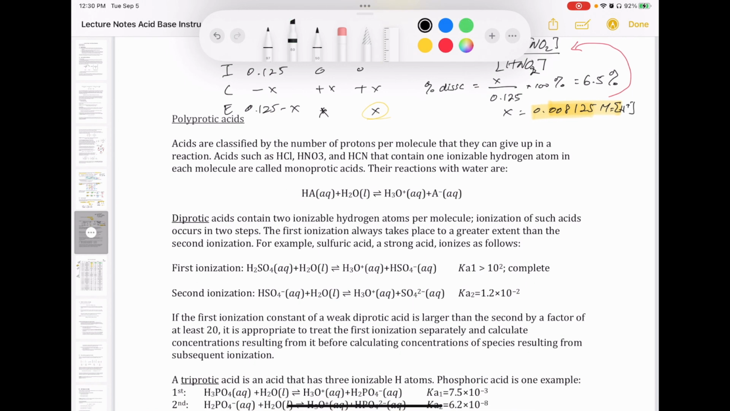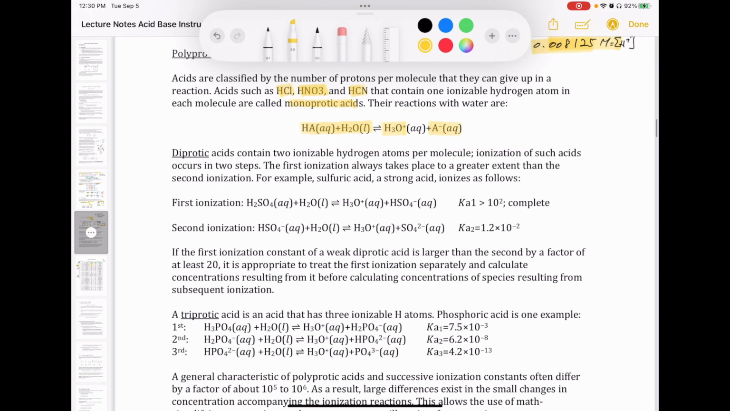Now, it becomes important to talk about some of these acids that we call polyprotic acids. Basically, that's acids that can lose more than one proton. If you look at some of the acids we talk about, these are what we call monoprotic acids, and that just means that they can only have one dissociable proton. So HCl, nitric acid, cyanic acid are examples of these, and the reaction looks simply just like this: HA plus H2O, where A is any of those anions, and then you produce one hydronium ion or one proton, and then the conjugate base.